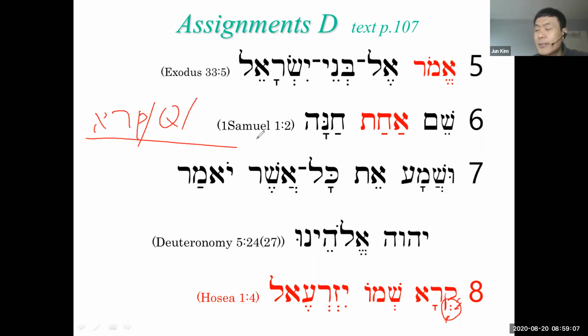But what is the hint? You always need to expect the lengthening of the vowel point just before the middle guttural letter. Is that clear? So now, in fact, shewa is the most expected vowel point for what form?